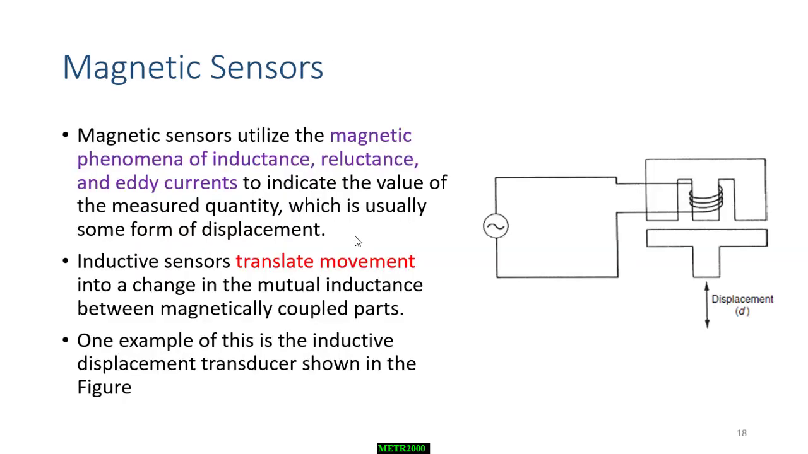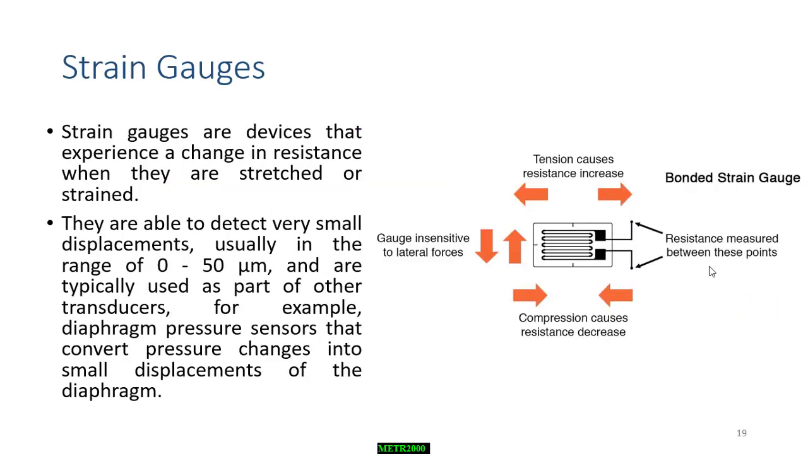Next one is the magnetic sensors, which utilize magnetic phenomena. As this object moves, we are going to have changes over here in the value of the voltage and current because of the windings and the induction between the secondary and primary parts of this displacement sensor.